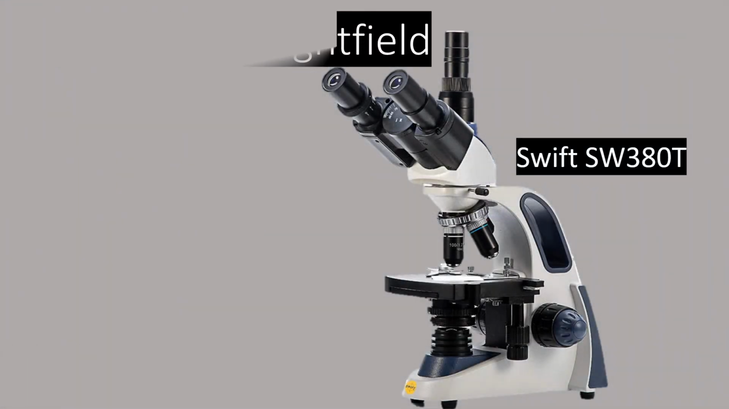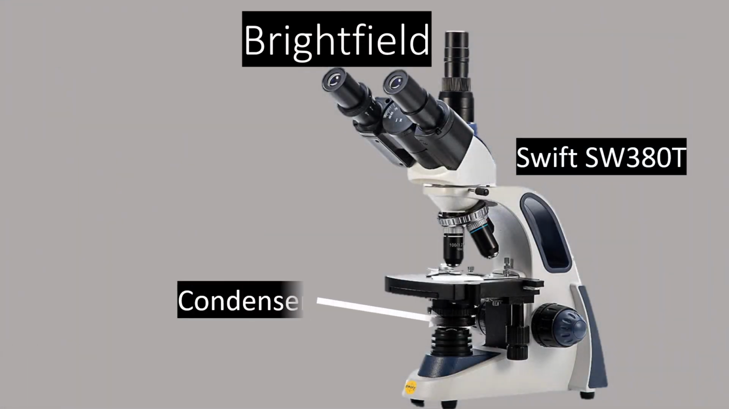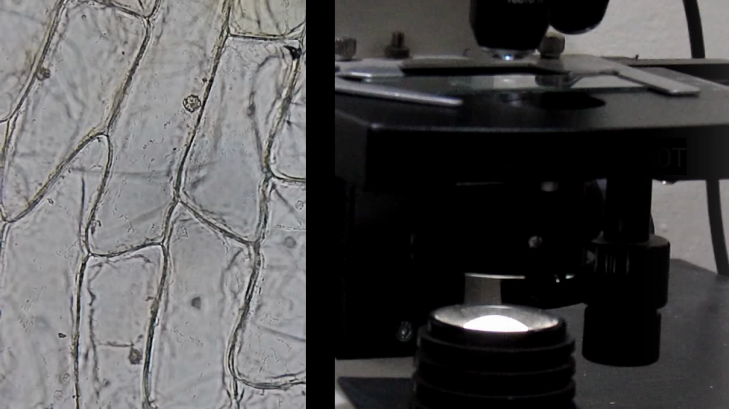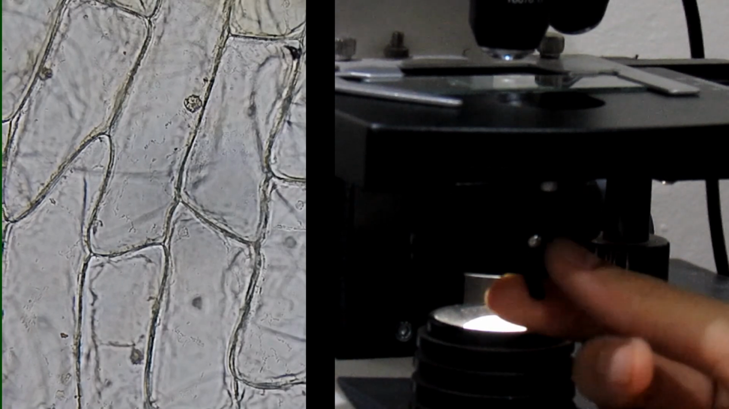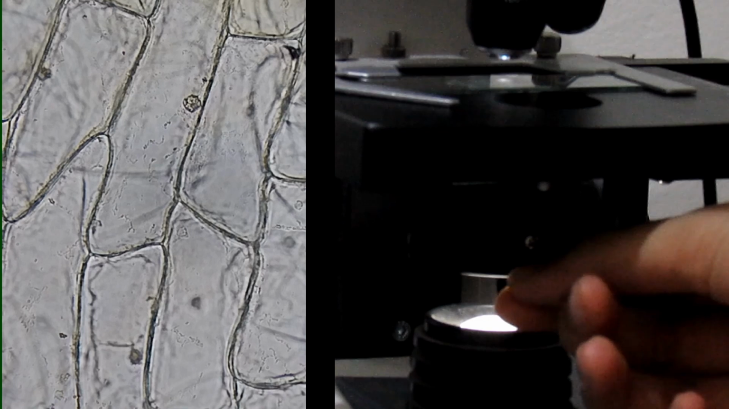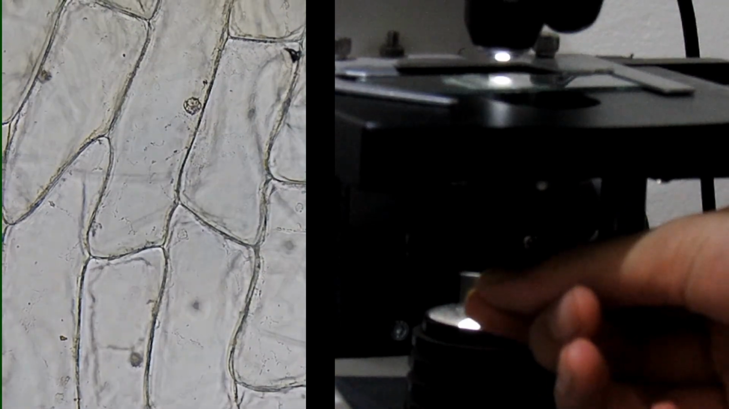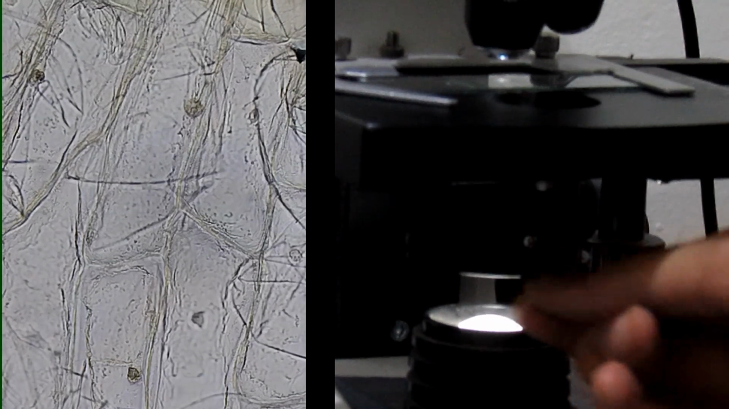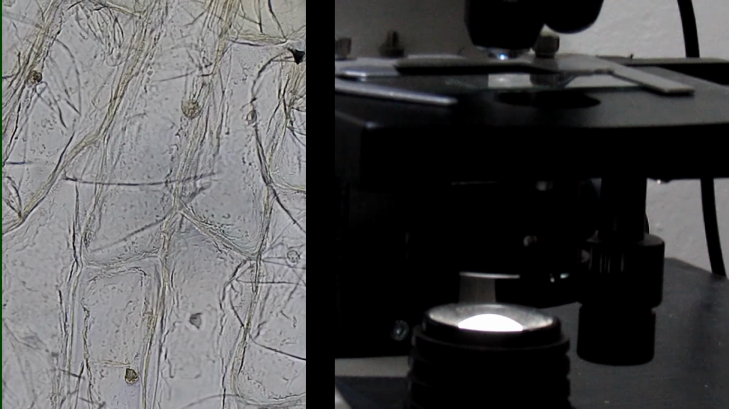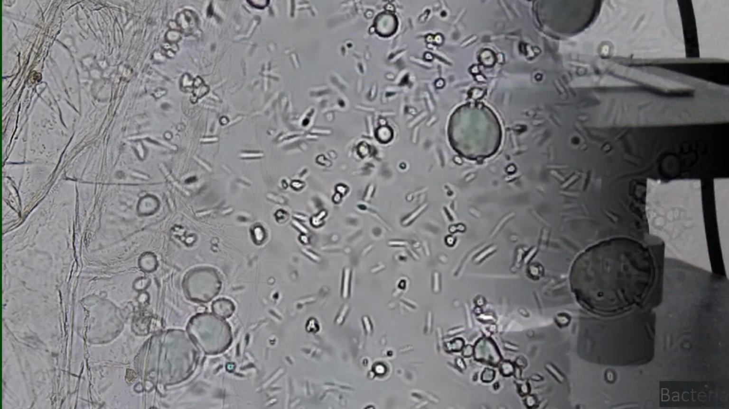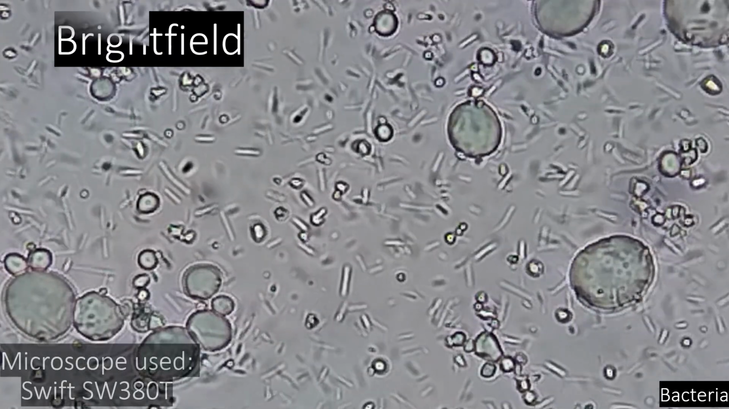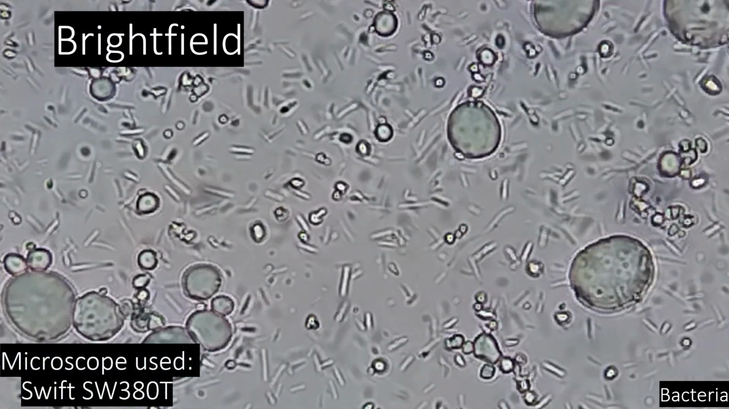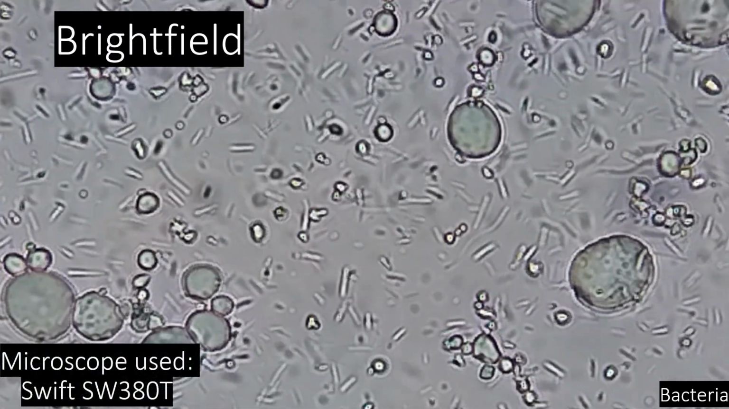The condenser can be adjusted to adjust the illumination of the microscope. For example, when I open the condenser, more light reaches the slide. Thus, the onion cells become brighter and lose contrast. But when I close the condenser, the onion cells become darker and gain contrast. Closing the condenser is useful while observing bacteria as it increases contrast.